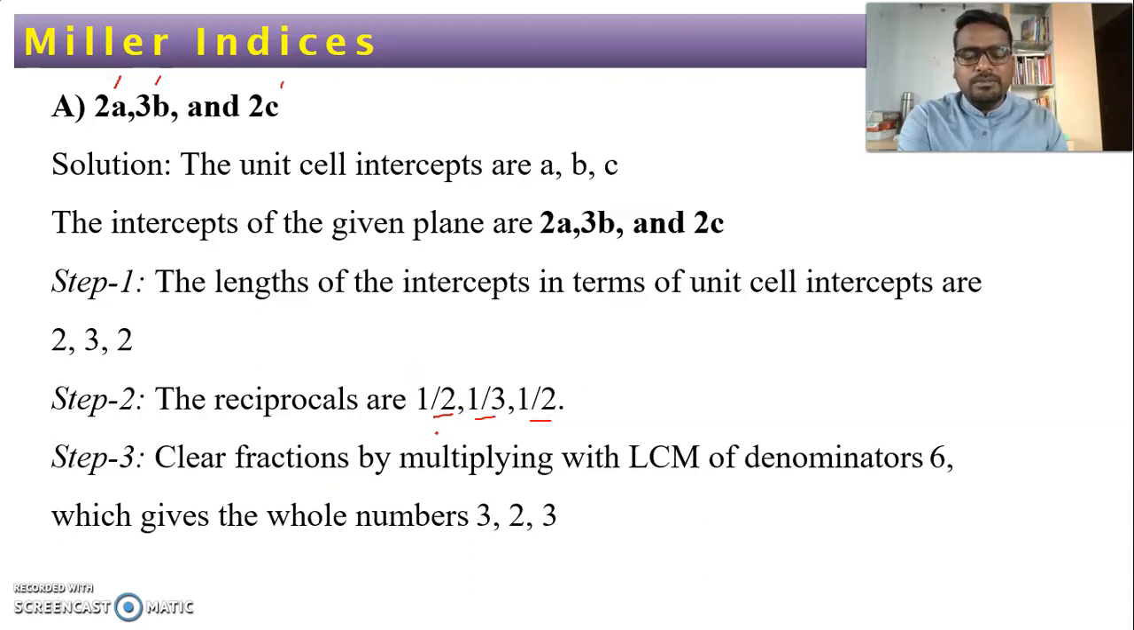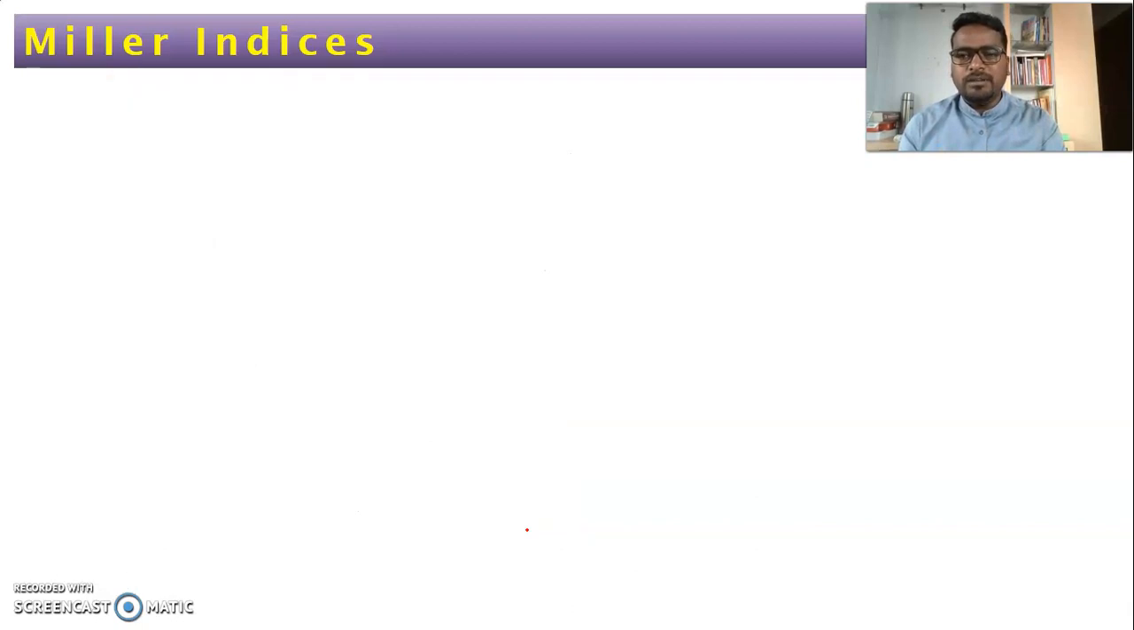This is in terms of fractions, so now we convert these fractions by taking the LCM. The LCM of these three numbers is 6. If you multiply the fractions by 6, finally we get 3, 2, 3. This set of numbers is called the Miller indices for this particular plane. Dear students, the determination of Miller indices is very simple. Let us consider the next example.